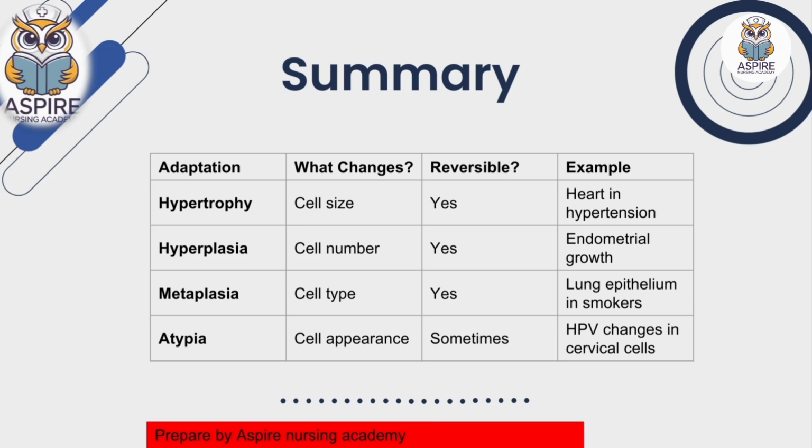2. Hyperplasia. What changes? The number of cells increases. Is it reversible? Yes. Example, endometrial growth in response to estrogen, like during the menstrual cycle.